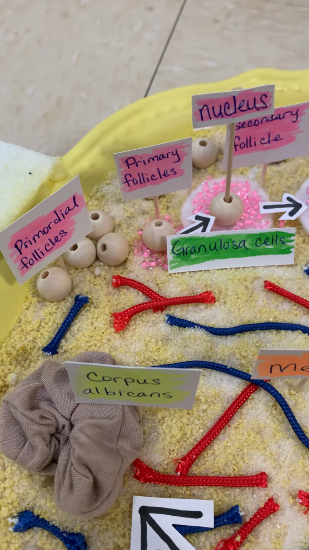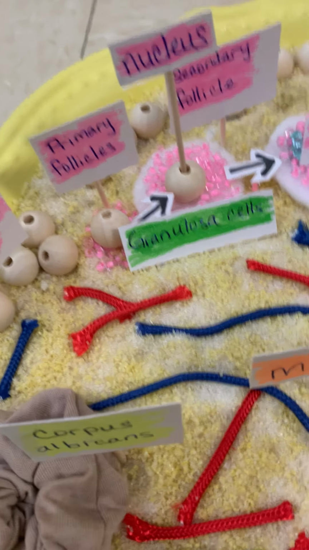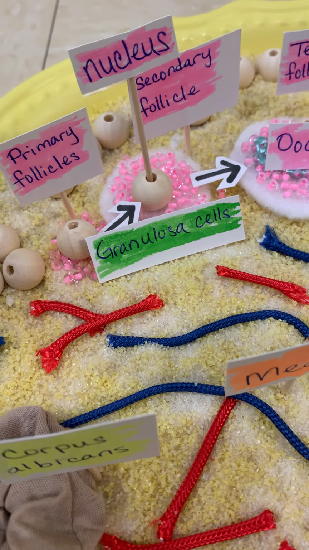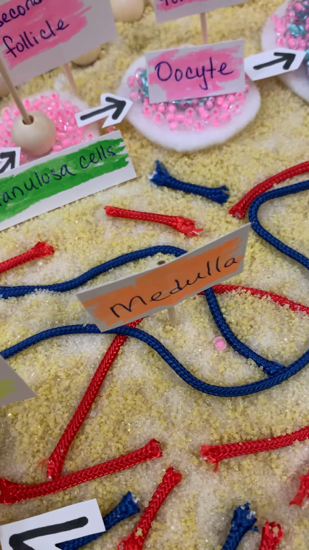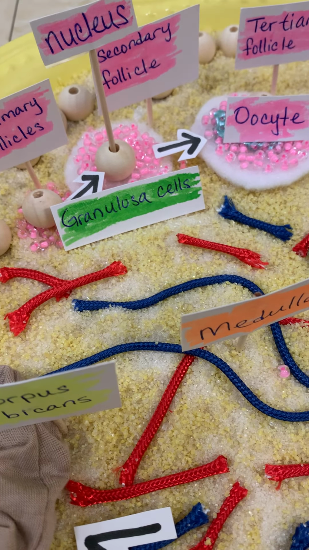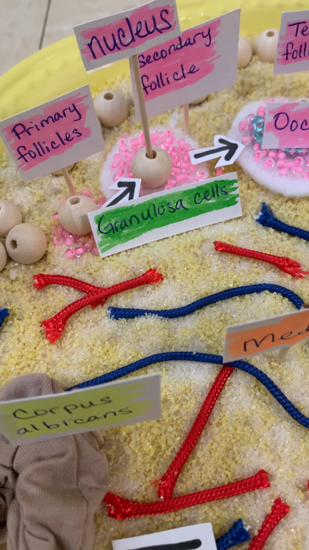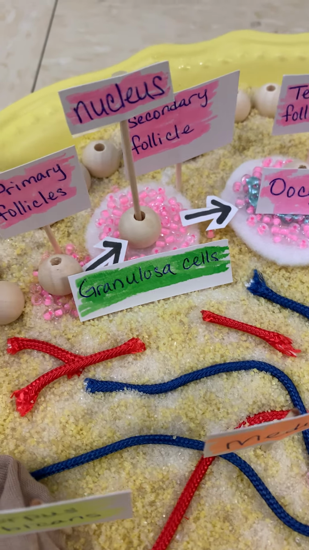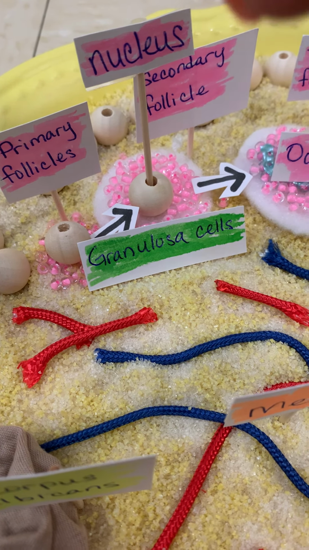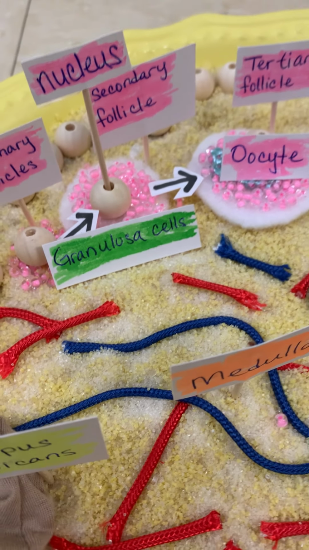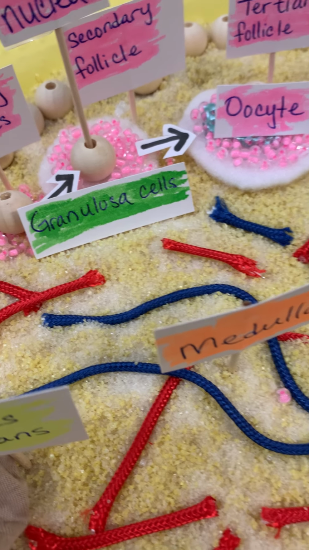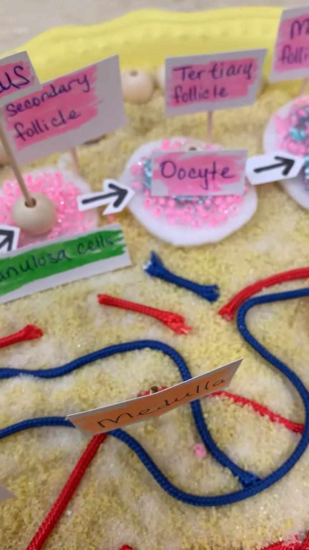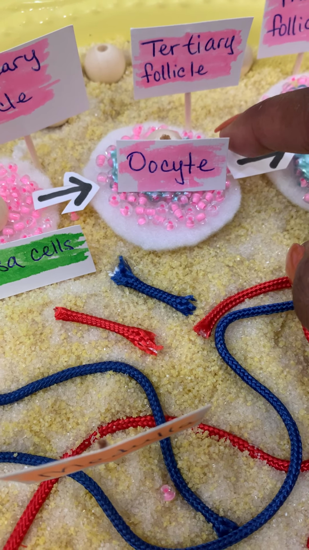Again, the primary follicle develops into a secondary follicle, and by this time, granulosa cells also develop because it's layered. As you can see, the nucleus is indicated by the center of the bead, and of course that's an oocyte, as you can see here.